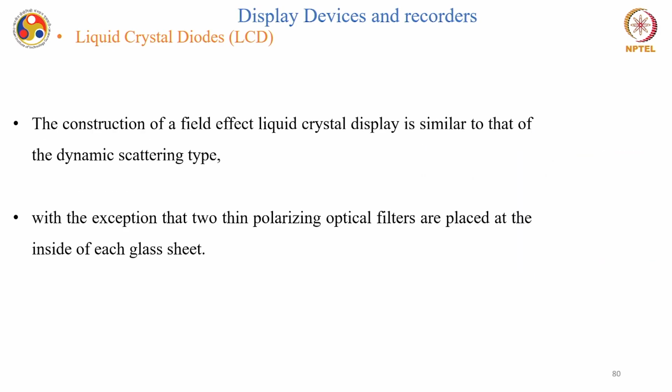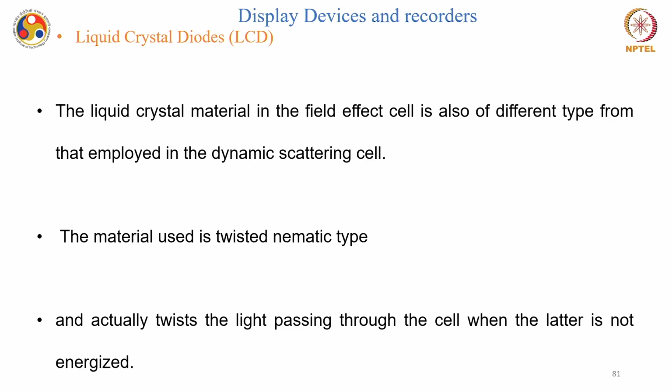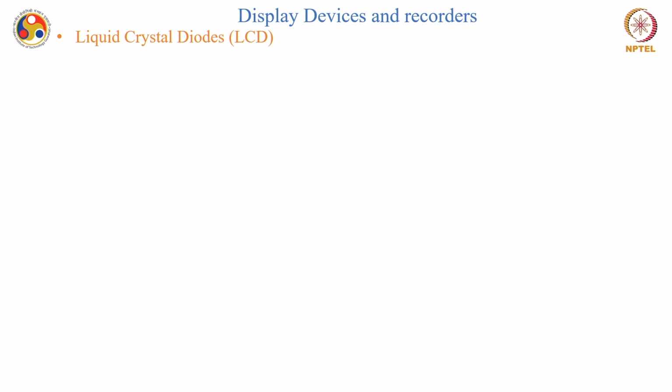The construction of a field effect liquid crystal display is similar to what we have just seen in the case of the dynamic scattering type of LCD, with the exception that two thin polarizing optical filters are placed at the inside of each glass sheet. The liquid crystal material in the field effect cell is also of a different type from that employed in the dynamic scattering cell. The material uses twisted nematic type and actually twists the light passing through the cell when the latter is not energized.